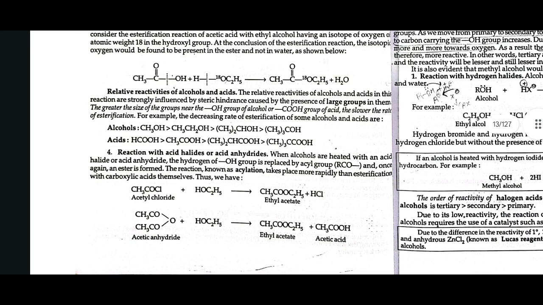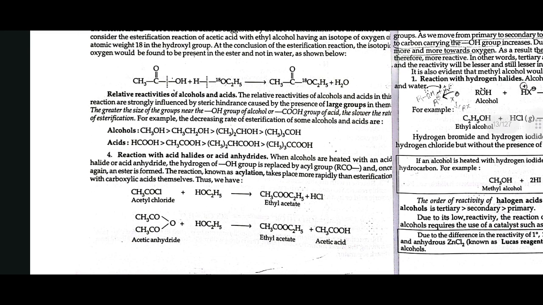Reaction with acid halide or acid anhydride. When alcohols are heated with an acid halide or acid anhydride, the hydrogen of the OH group is replaced by acyl group RCO, and once again an ester is formed. The reaction is known as acylation. It takes place more rapidly than esterification with carboxylic acids themselves. Thus we have.